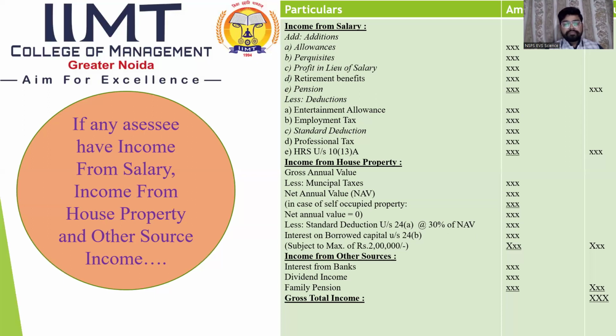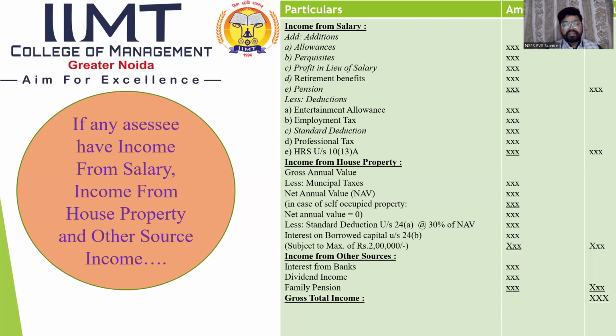If the employee self-occupied the house property, then the standard deduction is nil. The second deduction is interest on borrowed capital under section 24B. It is the same in the let-out or self-occupied case, but is subject to a maximum of rupees 2 lakh. Then the calculated value is called the income from house property.